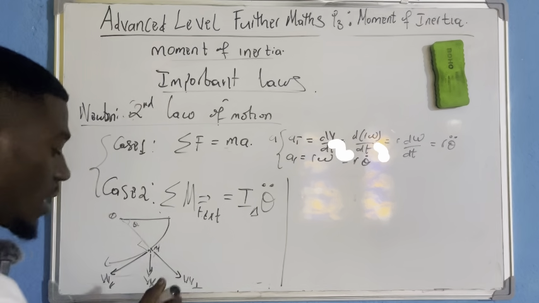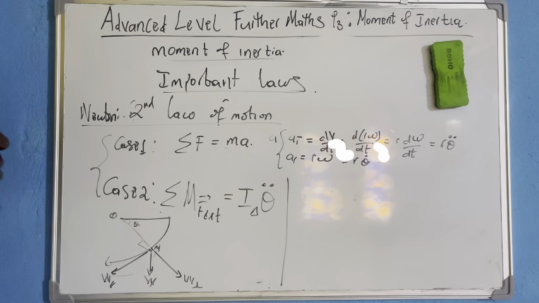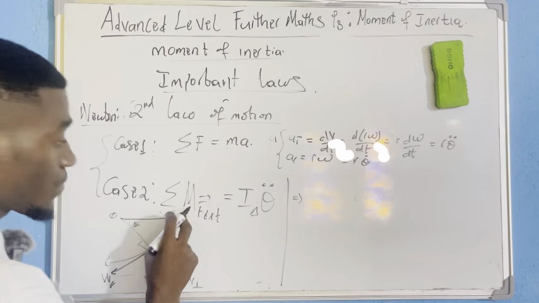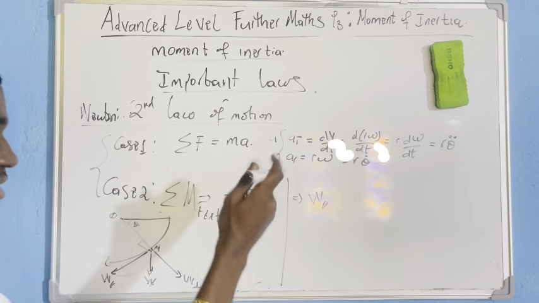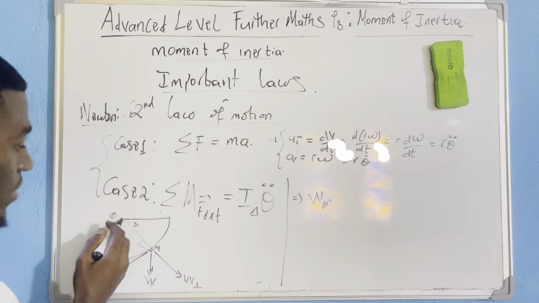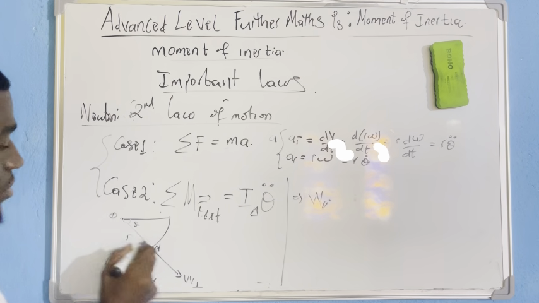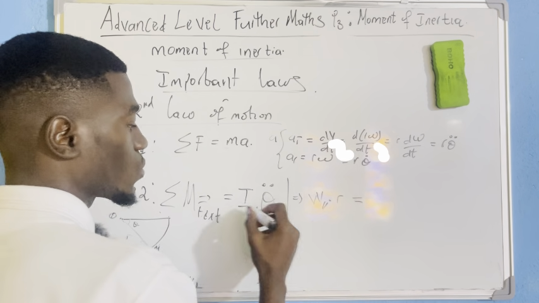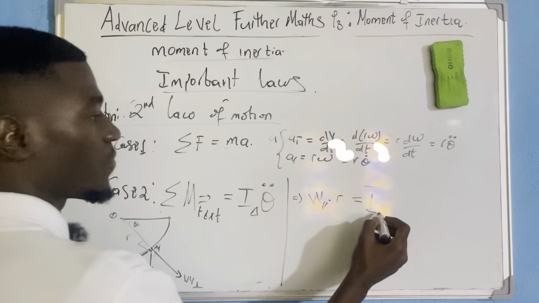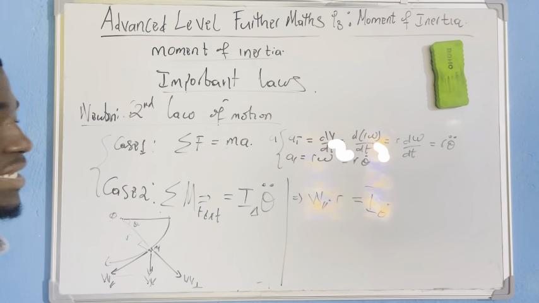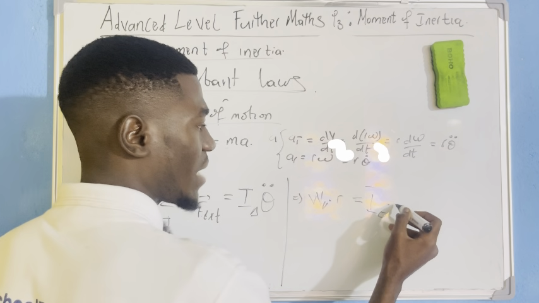It means that this formula can simply be reduced to the weight which is tangential times the perpendicular distance separating the two, which is the radius. This should be equal to the moment of inertia about that point of pivot times theta dot dot. Why am I saying times theta dot dot? Let me explain.